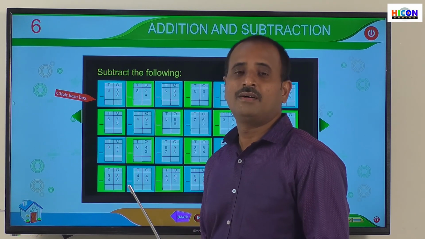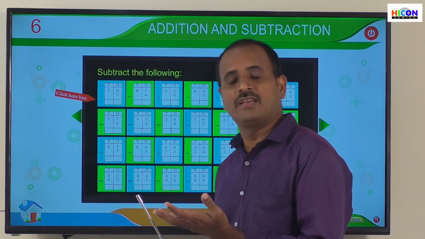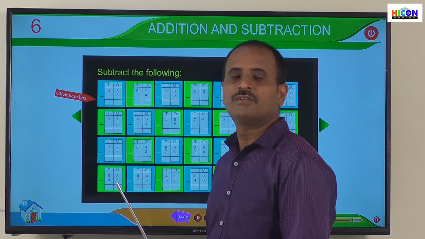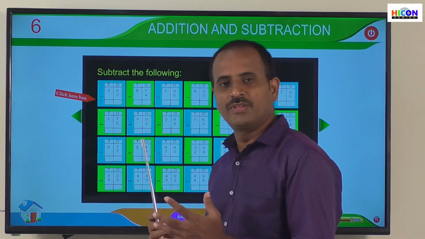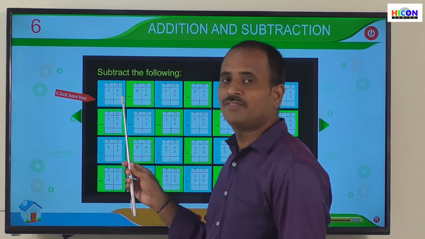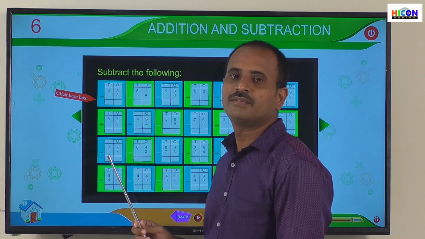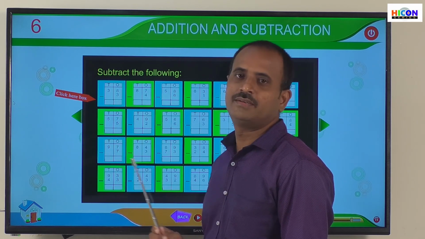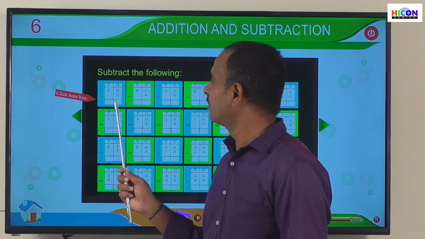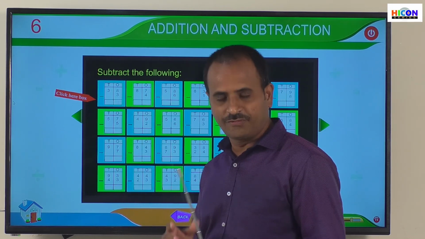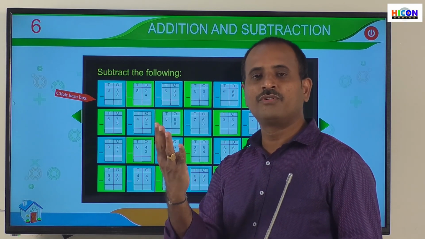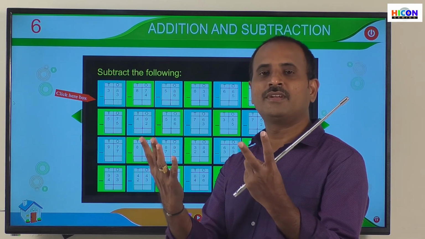So how can we subtract? Already we have explained in the examples in the previous part how to subtract two-digit numbers. So first start the subtraction from the ones place. So subtract the digits present in the ones place. What are the digits here in the ones place? 8 and 3. So subtract 3 from 8. So open 8 fingers and close 3 fingers, and the remaining fingers will be the answer. So open 8 fingers first. 1, 2, 3, 4, 5, 6, 7, 8.